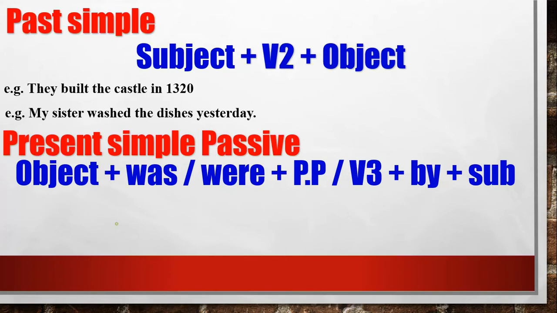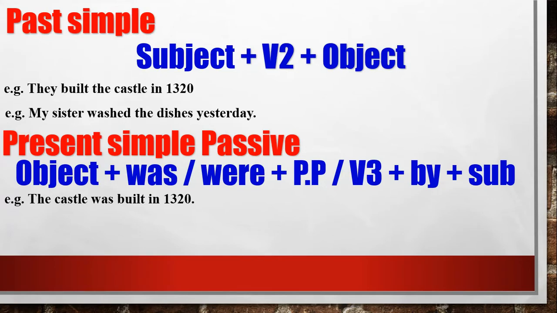Okay, let's continue. Let's change sentence number 1 to the passive. Where is the object here? The object here is the castle. So I will start with the castle. The castle is a singular noun. So I will use was. This sentence was in the past. So I must use was or were. To change it to the passive, I use was or were. We cannot say am or is or are because this sentence is in the past. Okay, let's continue. So the castle was built in 1320.